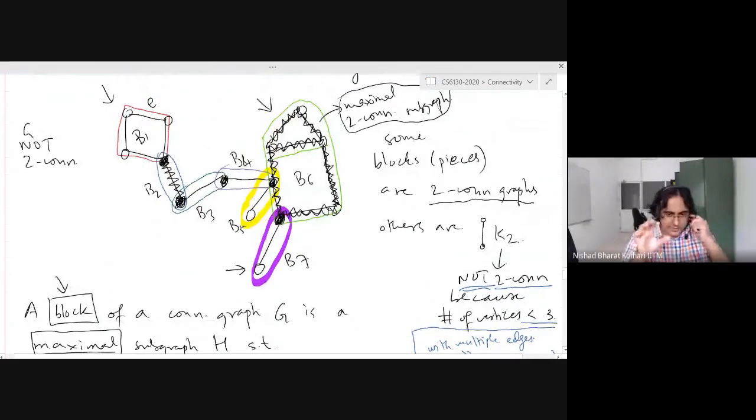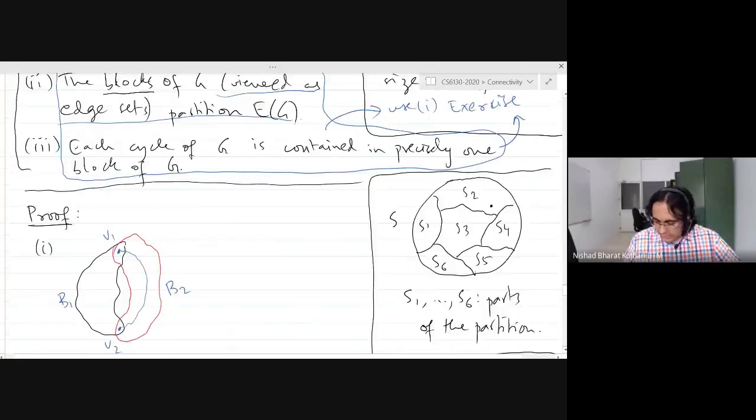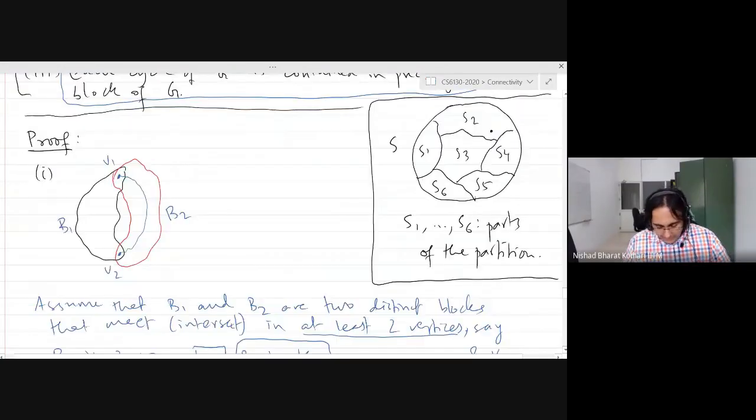And so we need to make a special case in the block decomposition for 2-connected, for K2, right? Yes. Okay. There is one last thing I want to mention really quickly, but I will include this in the typed notes today itself.